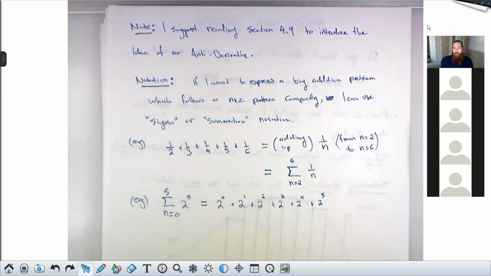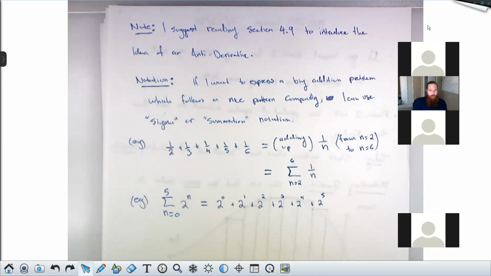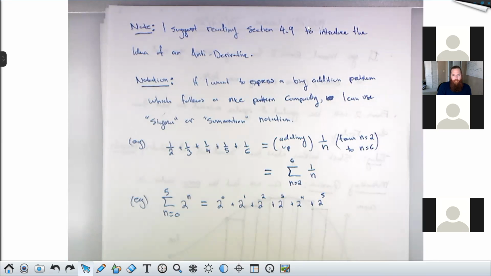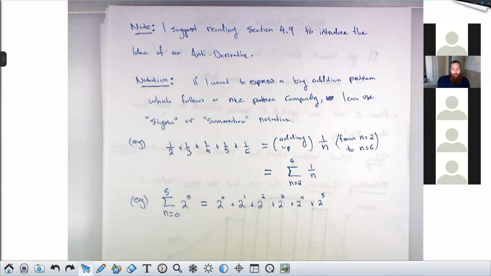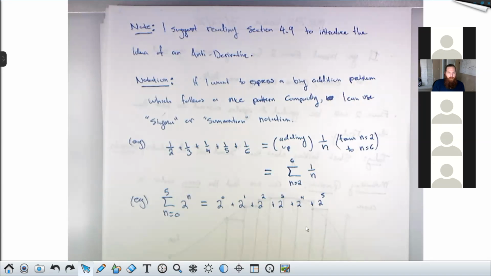I don't know how much of this you guys have seen in the past, so I would like to use the little react options here in Zoom. If you have seen sigma summation notation before, go ahead and give me a thumbs up. Okay, so most of us, but not all of us. All right. So the next question is, how do I write the Riemann sums in the sigma summation notation?